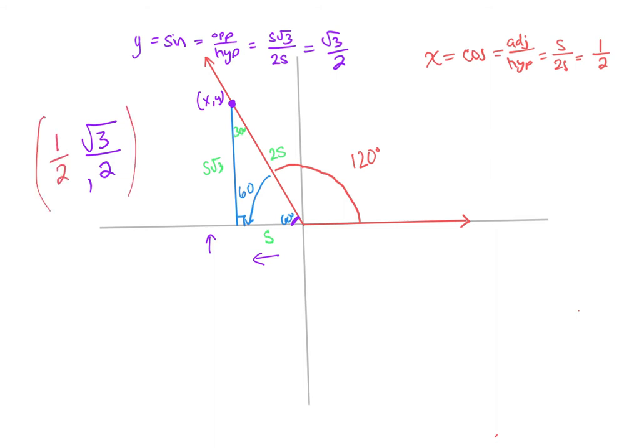However, what quadrant am I in? Negative. Correct. I am in the second quadrant, which means my x value is negative. So that means that is negative 1/2 and square root of 3 over 2.